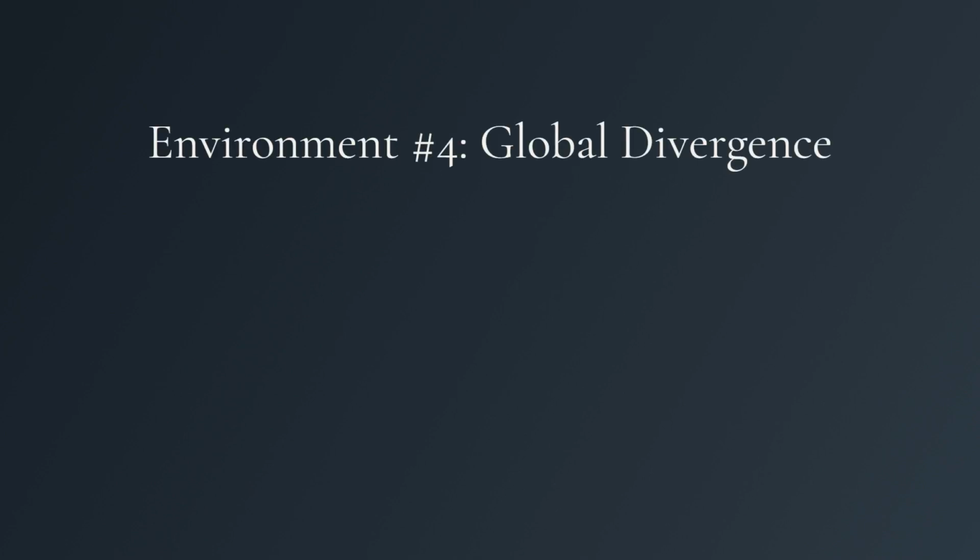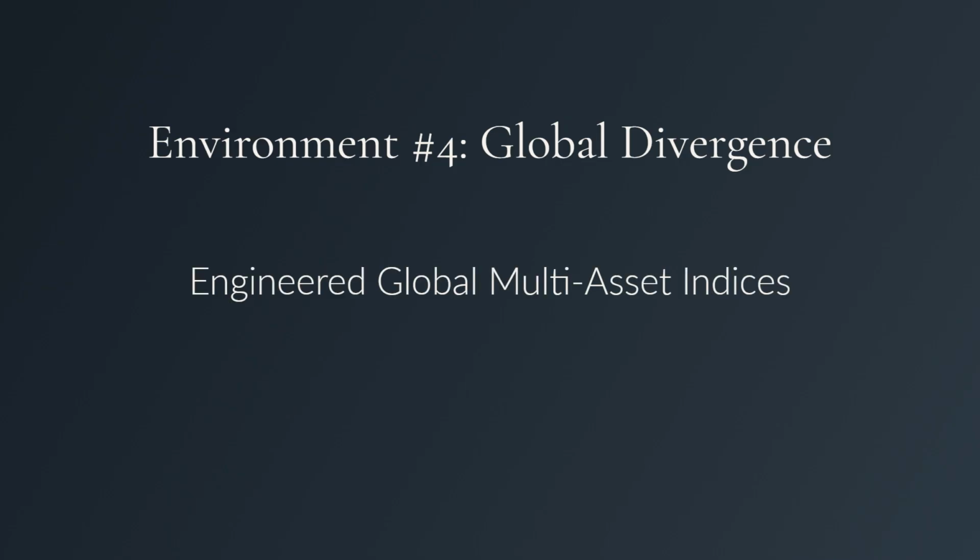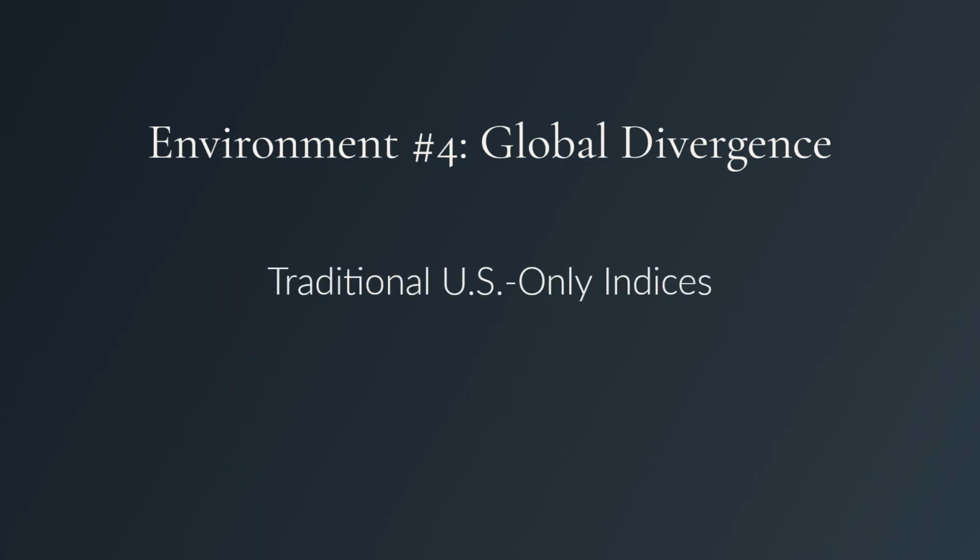Environment number 4, global divergence. This is a year where U.S. markets are flat or struggling, but international markets or other asset classes are strong, or vice versa. Engineered global multi-asset indices are top performers in this environment. Diversification across regions and assets means lower correlation drag and a more stable return pattern. Traditional U.S.-only indices, dependent on one region, may produce consecutive zero credit periods.